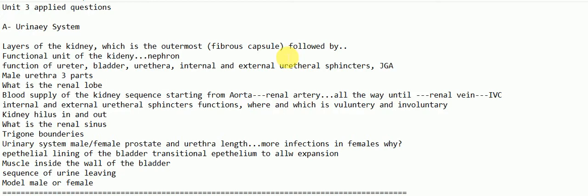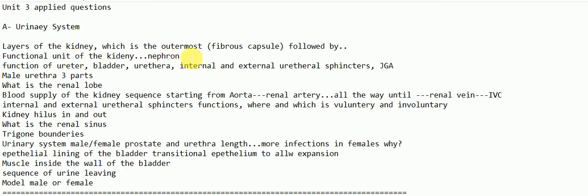But if we're talking about the kidney itself, the outermost will be the renal capsule or the fibrous capsule or the kidney capsule. The next layer will be the renal cortex, and this will be followed by the renal medulla, and then the innermost will be the renal sinus, which contains all the cavities.